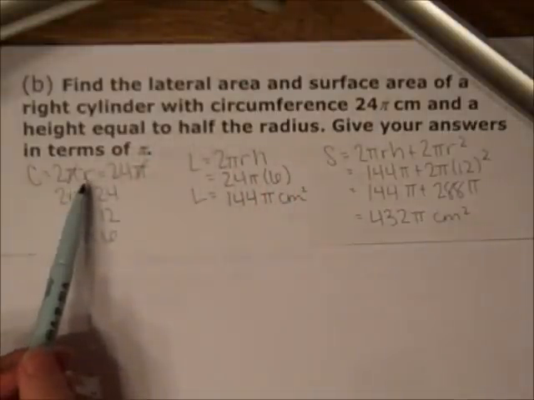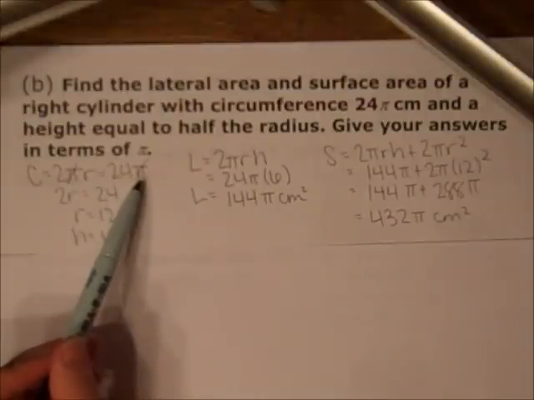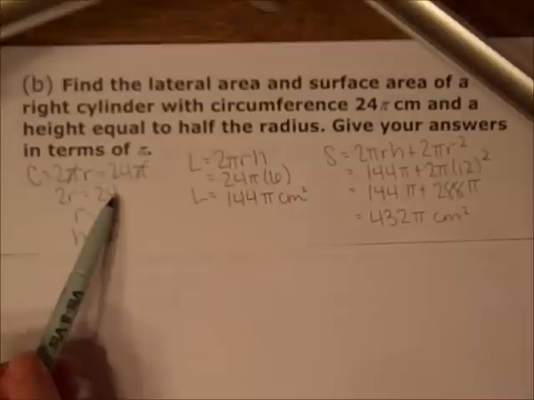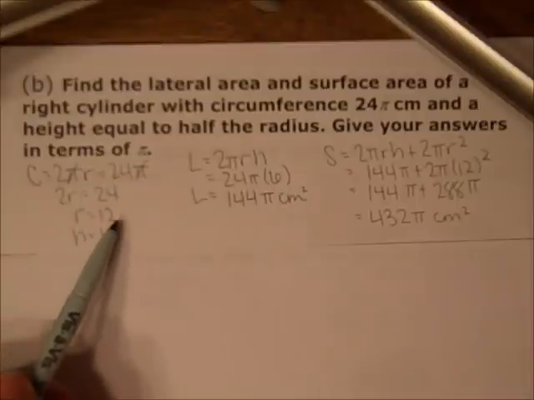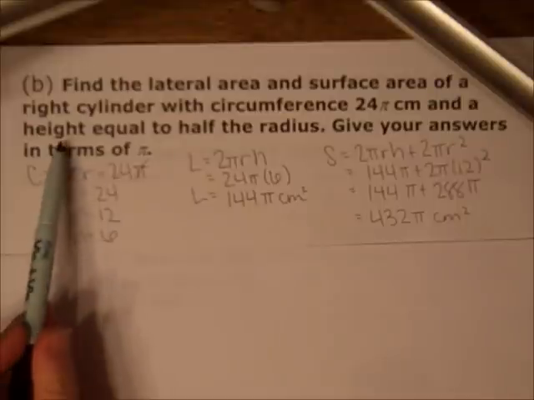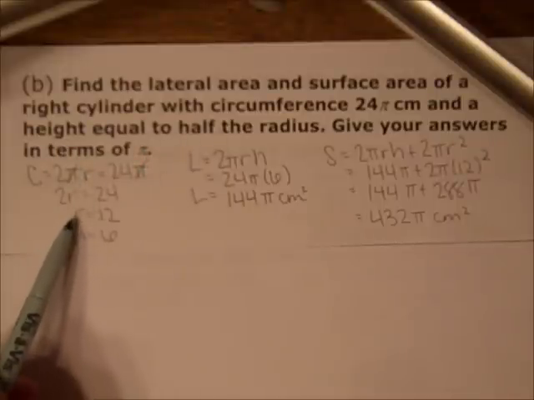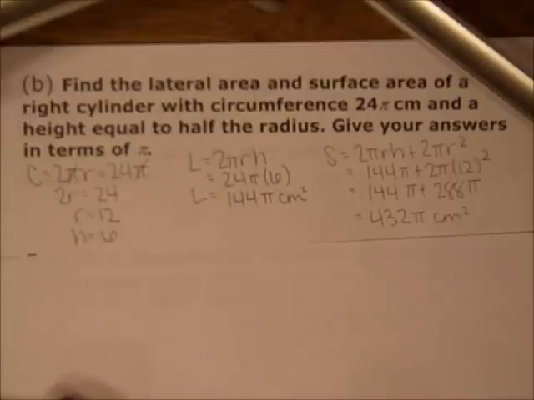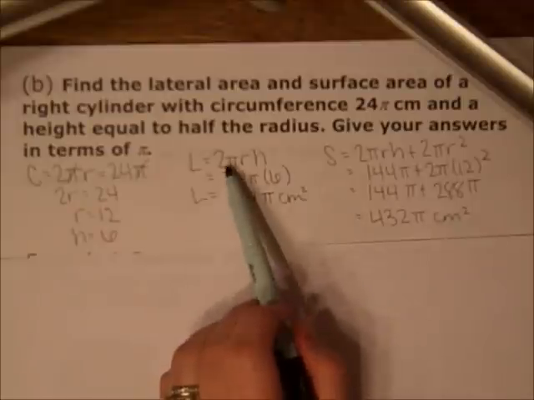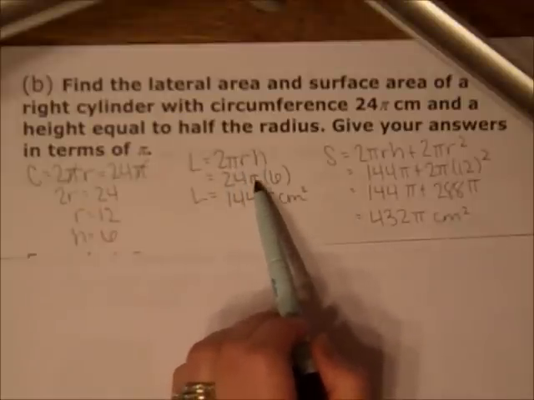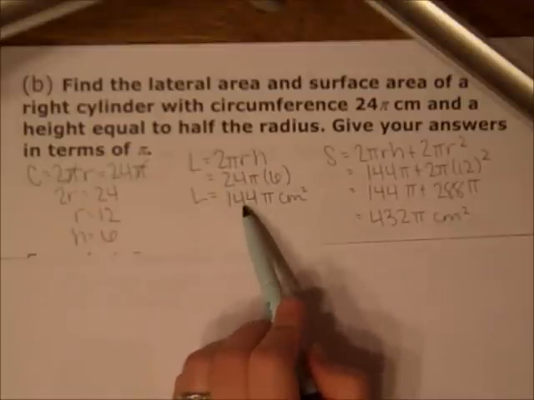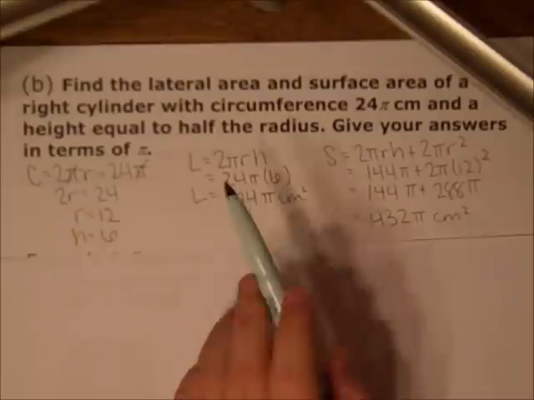So circumference is 2 pi r, and I'm going to set that equal to 24 pi. Immediately cross off the pi's, so 2r is equal to 24. So the radius is 12. If the height is half the radius, then the height has to be 6. Once I know the radius and the height, then I can go back to plugging in my lateral surface area. So 2 pi r h would be 24 pi times 6, 144 pi centimeters squared.